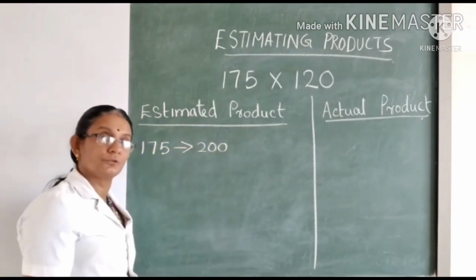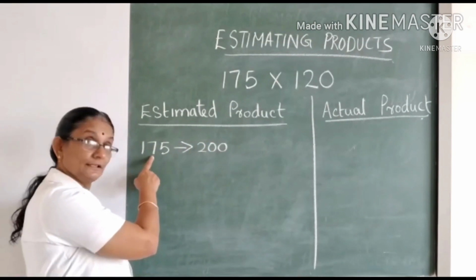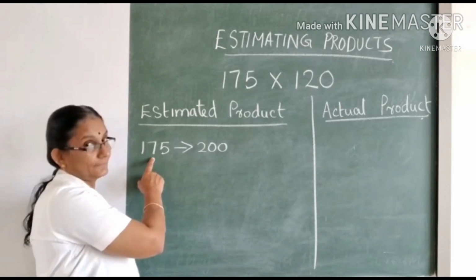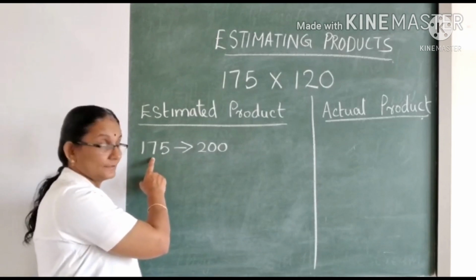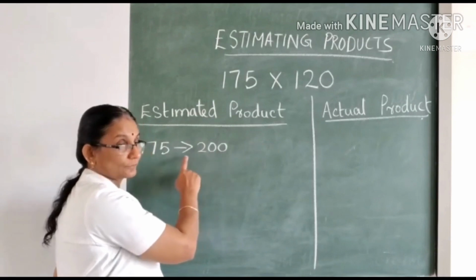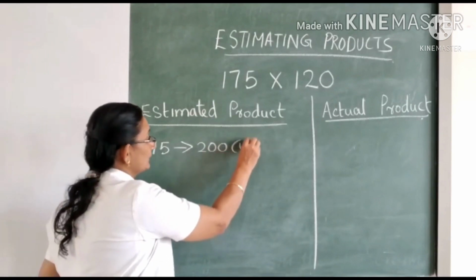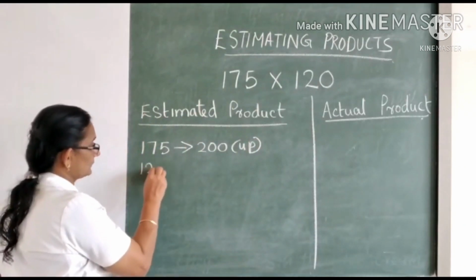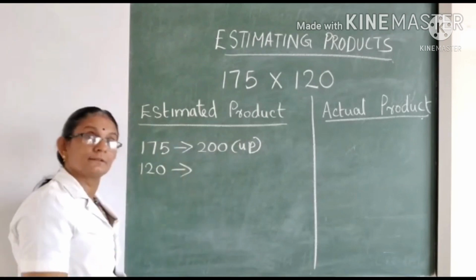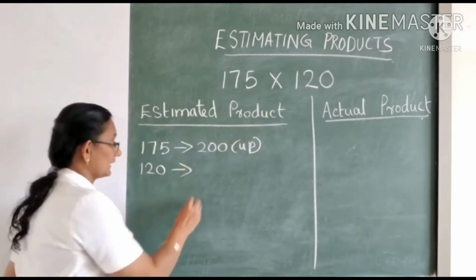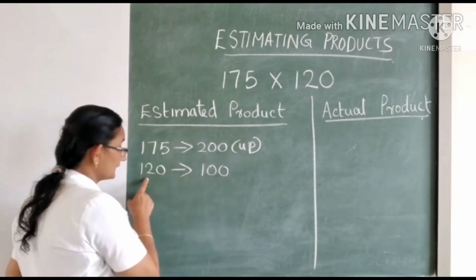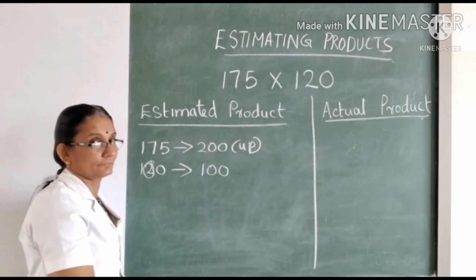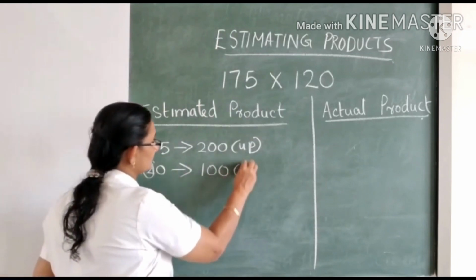Why? Do you remember? Yes. First look at the digit in the tens place. The digit in the tens place is 7 and it is more than 5. When it is more than 5, then we have to round it up. We have to round the number up. So 175 is rounded up to 200 and 120 is rounded up or down? Yes, down, because the digit in the tens place is 2 and it is less than 5. So it is rounded down.